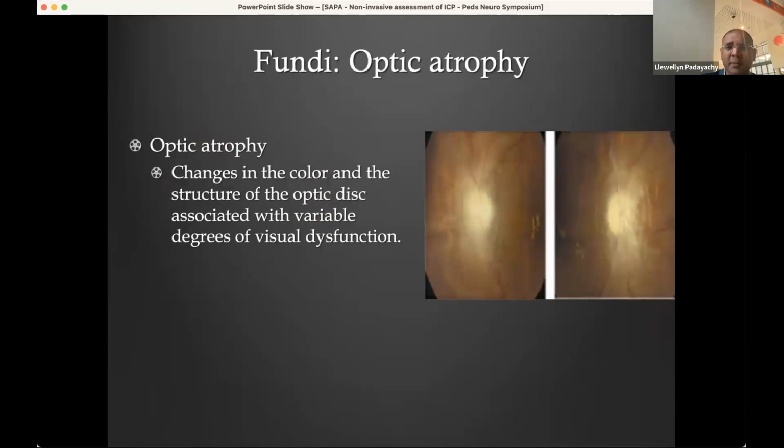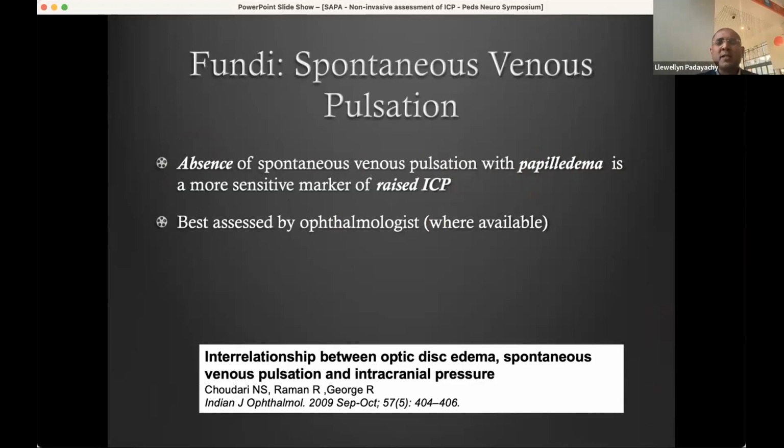Optic atrophy is really difficult to pick up, but once a child presents and you diagnose optic atrophy, it's quite a chronic stage with not much reversibility. As this paper describes, the absence of spontaneous venous pulsation with papilledema is really the most sensitive marker of raised ICP. When there's no papilledema, it doesn't really mean that much, but absence of spontaneous venous pulsation with papilledema really increases diagnostic accuracy. Again, best assessed by an ophthalmologist where available.